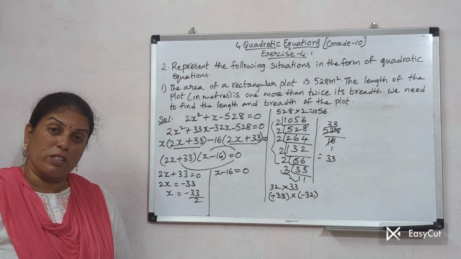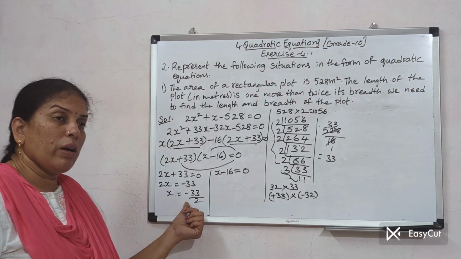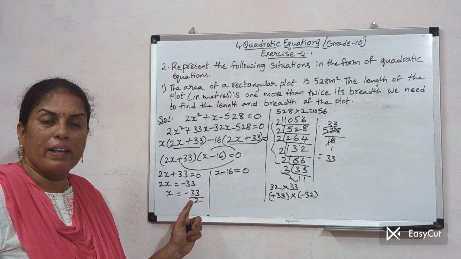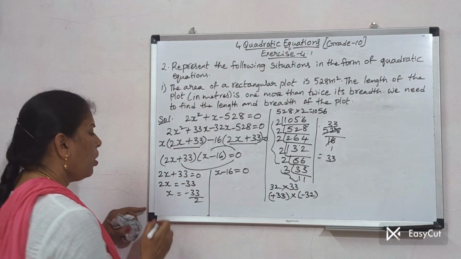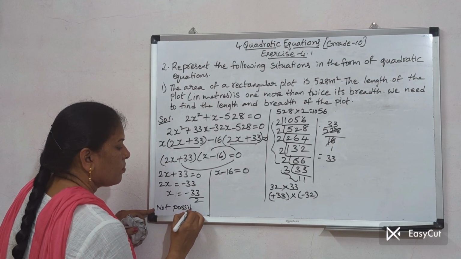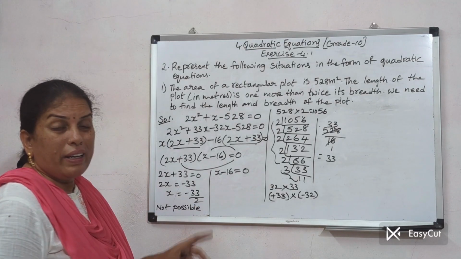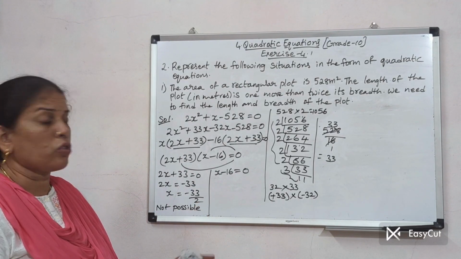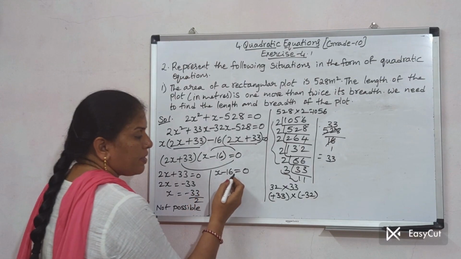It is not possible. Why? Negative number. x means what? We thought of it as the breadth. Will breadth be a negative number? No. So, not possible. All of you understood now? Negative number. Length and breadth will be positive only. No negative numbers will be there. So, it is not possible. We will see this one.